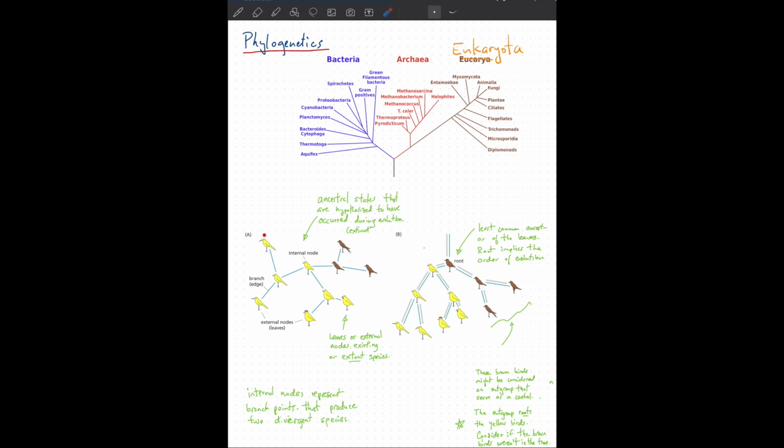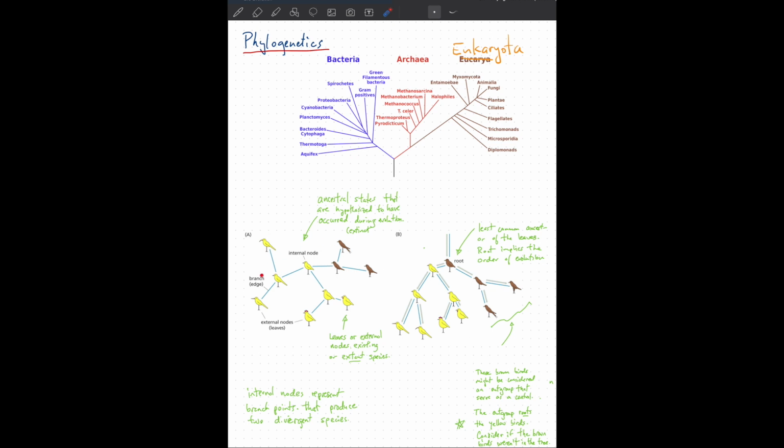But these guys down here have only one adjacency. This one, this one, this one, this one, and these 2 here. We call these leaves or external nodes. And we think of the leaves as being generally extant species, so species that are existing today, and the branches, or we call them edges more often, represent evolutionary time, the time that it took to evolve from this node to that node, or from this node to that node.